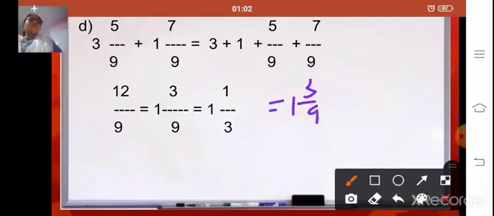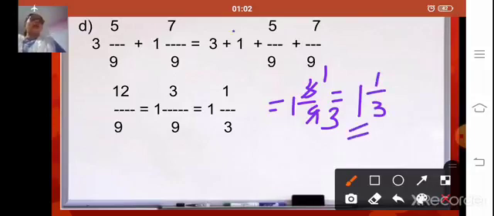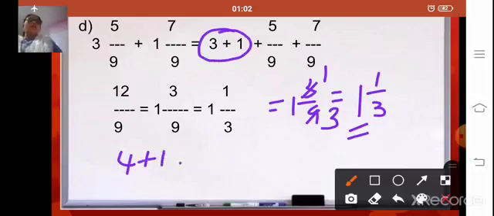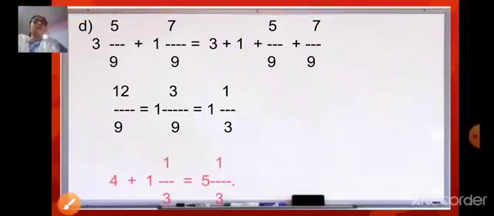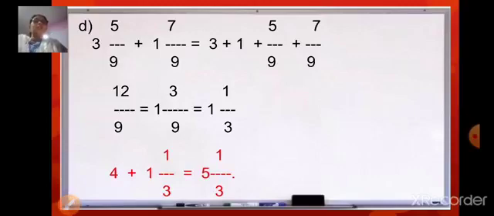Now 3 and 9 can be further reduced. So with this 3 ones are 3, 3 3s are 9. So your final will be 1 whole 1 upon 3. Now this one has to be added with this whole number, that is 4. So 4 plus 1 will give you 5, and this fraction 1 upon 3 you will keep as it is. So your answer is 5 whole 1 upon 3. Okay. So 4 plus 1, 1 upon 3 will give you 5 whole 1 upon 3. Okay. Now same way, let us start with the subtraction sums.